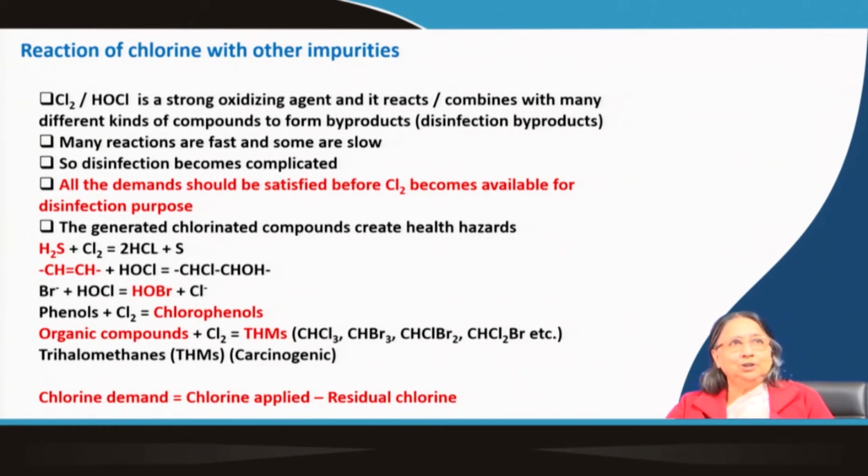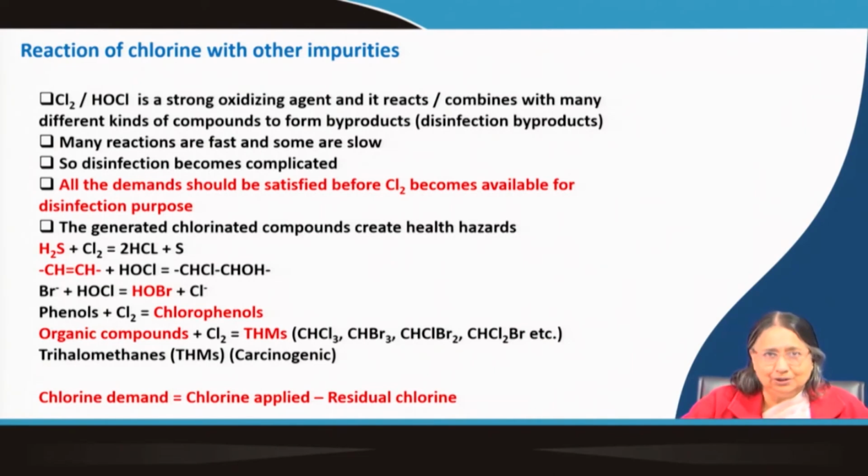So, what are the compounds produced during the reaction of chlorine with something else? They may be toxic also, so we have to consider all those things. Say for example, in groundwater you know that H2S or some sulphide salts are present because water is leaching through sulphide bearing rocks. So, they can react. H2S gas can react with chlorine to form HCl and sulphur.